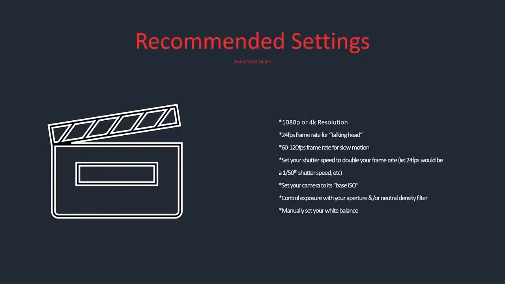So 1/48th would be ideal, but most cameras don't have 1/48th of a second. So you're going to choose 1/50th of a second for your shutter speed. If you're at 60 frames per second, you should be at 1/120. In most cases, 1/125. Whatever the next highest shutter speed is, that's what you want to be, but it needs to be at least double.